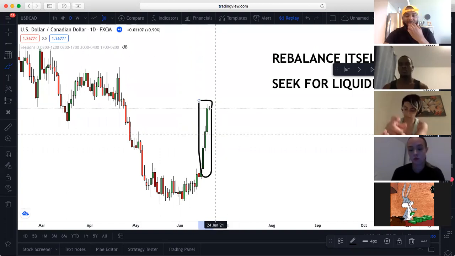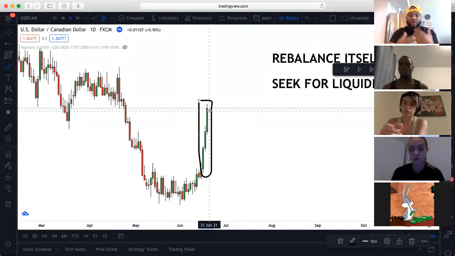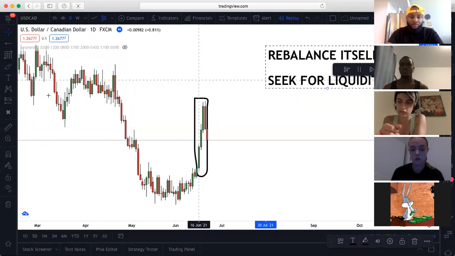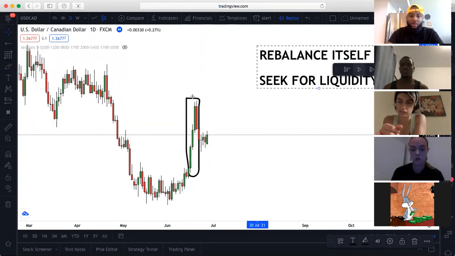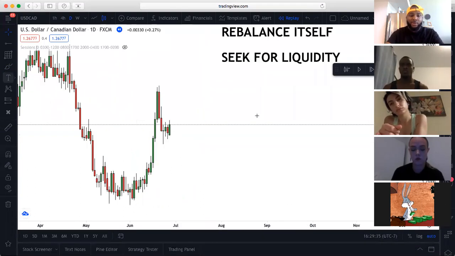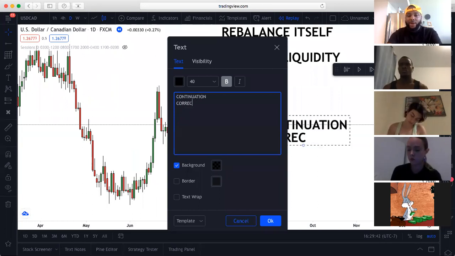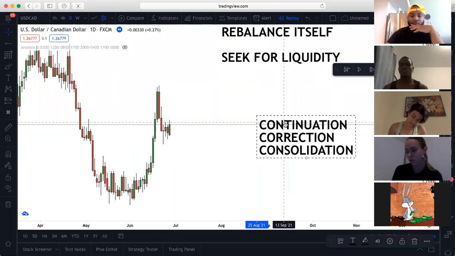Now, when you get massive impulse moves like this, it's going to help you understand market structure, okay? When we get massive moves like this, I can let this play out fully. Always understand the market's going to do three things, the three C's. You're either going to get continuation, you're going to get correction, or you're going to get consolidation. Okay, continuation, correction, or consolidation.